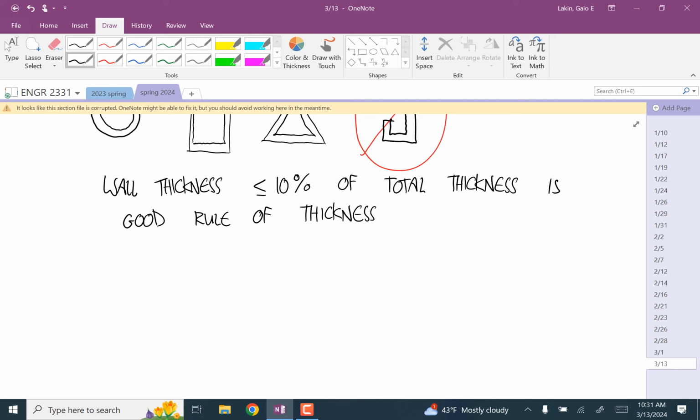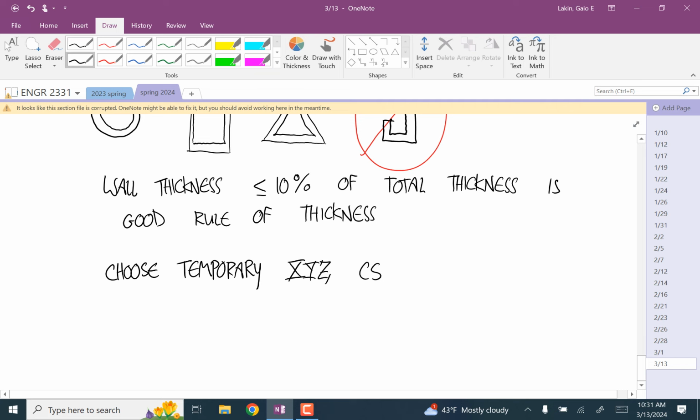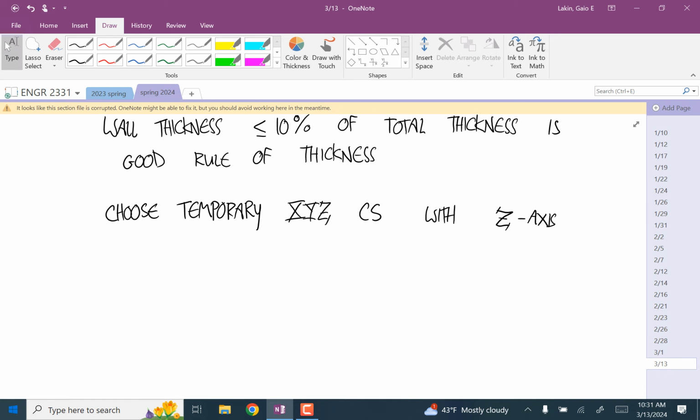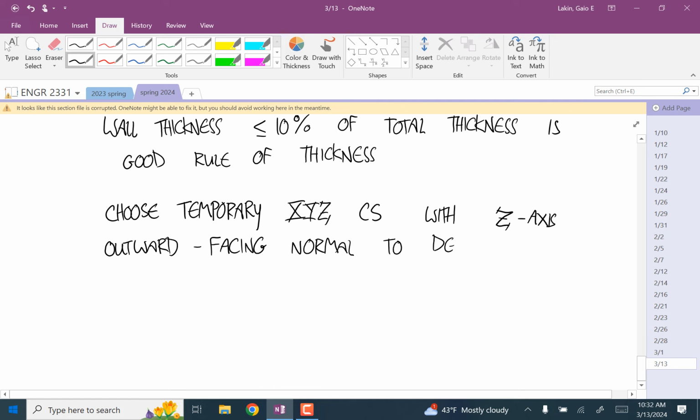And you are going to, for these, choose a temporary capital X, Y, Z coordinate system with the Z axis, that capital Z axis, an outward facing normal to the desired wall.